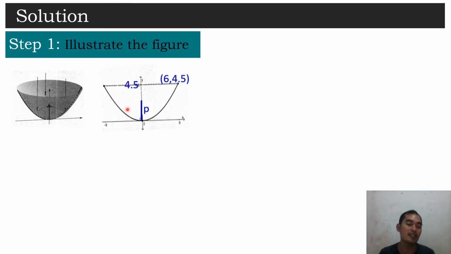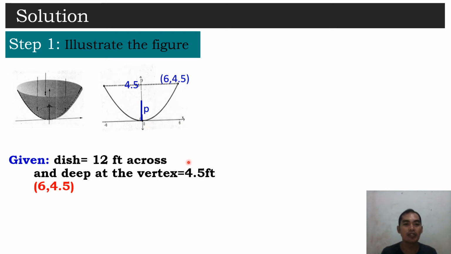So, this is now the figure of this satellite dish. So you are going to determine the value of P from the vertex to the receiver. Okay? So that's the focal length. Okay? Now the width of the dish is 4.5 and the height of the dish is 6. So 6 yung height. Okay.